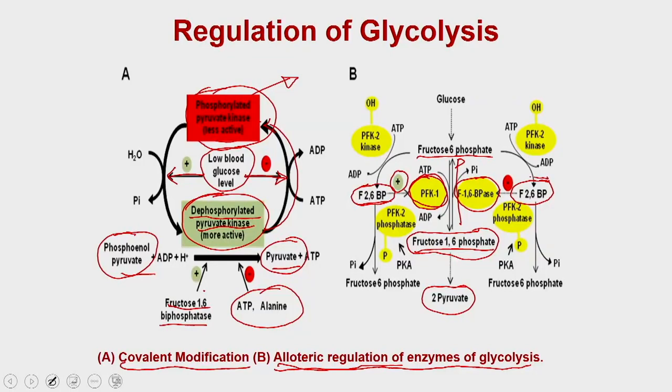Once the fructose 2,6 bisphosphate function is over, it gets converted into fructose 6 phosphate, and that is how its effects are going to be controlled.